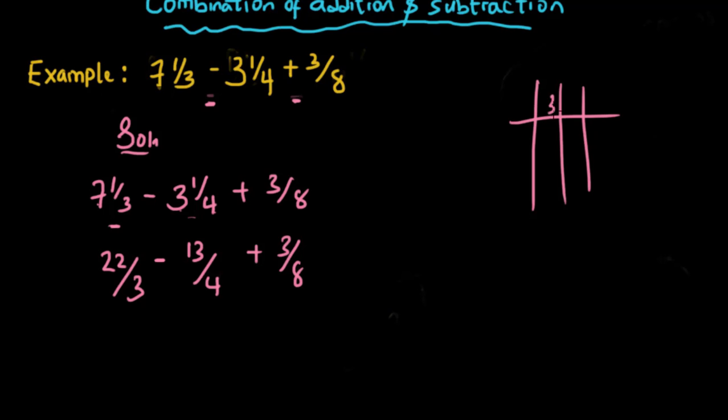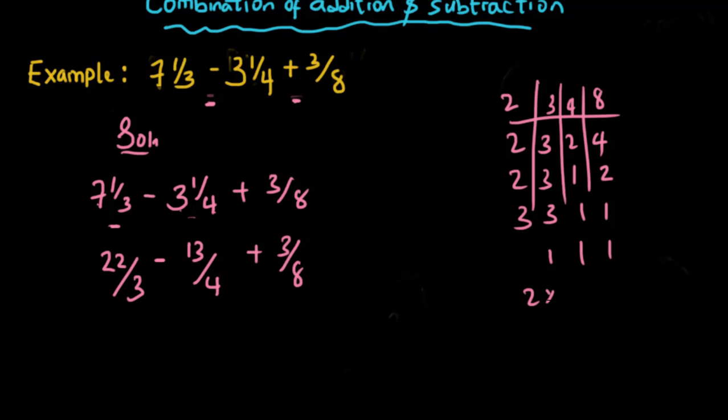Next step is to find the LCM of the denominators. So we have 3, 4 and 8. 2. 2 cannot go in 3, so we write 3. 2 in 4 is 2. 2 in 8 is 4. 2. 2 cannot go in 3, we write 3. 2 in 2 is 1. 2 in 4 is 2. 2 cannot go in 3, we write 3. 2 in 2 is 1. 3 in 3 is 1. And then we have 1, 1.